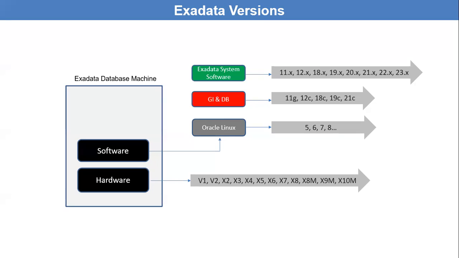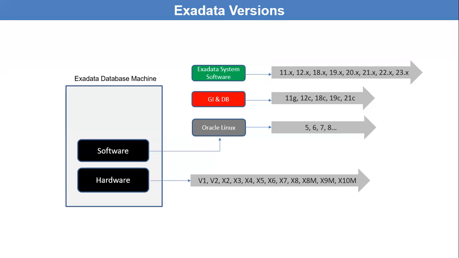So when you think of Exadata versions, you need to think of both the hardware version and the software version. Generally, when somebody asks what Exadata version you are using, it refers to the hardware version. Many times you see people saying we have Exadata X9M. What does that mean? It refers to the hardware version. If somebody specifically asks which version of Oracle database you have deployed on Exadata, then you will say 21C or 19C or 18C. That refers to the version of database software.